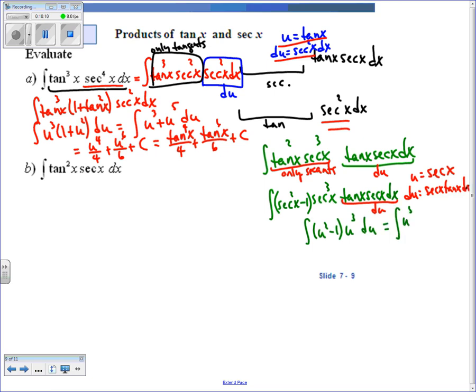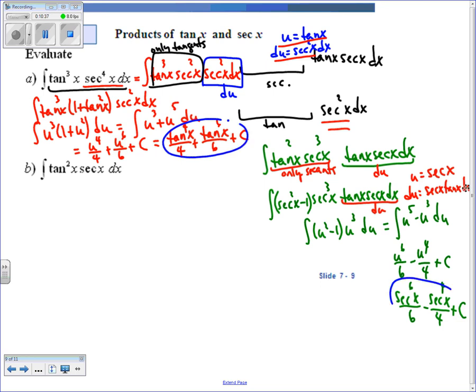which, distributing, is u to the 5th minus u to the 3rd du, which is u to the 6th over 6 minus u to the 4th over 4 plus c, which then goes back to secant to the 6th over 6 minus secant to the 4th over 4 plus c. Now notice the answers don't look alike, but if you wanted to make them look alike, this is equivalent to this one, but you'd have to use several applications of the Pythagorean identity to show that they were actually the same.